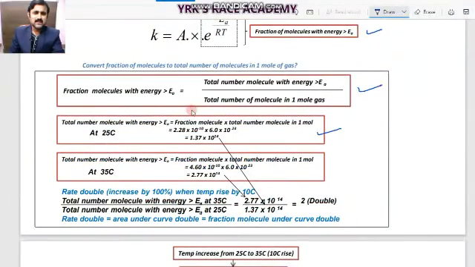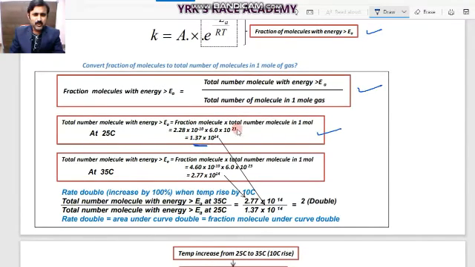Next, what we have observed at 25 degrees Celsius is this value. The fraction of molecules times the total number of molecules in 1 mole, the Avogadro number, gives the total number of molecules with energy greater than activation energy. So we got this value. And the total number of molecules with energy greater than activation energy calculated at 35 degrees Celsius is 2.77 times 10 to the power of 14, which is also double this one.